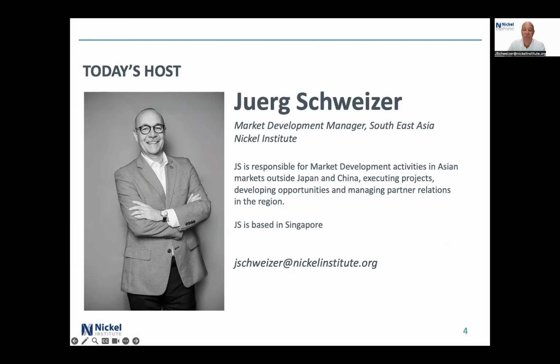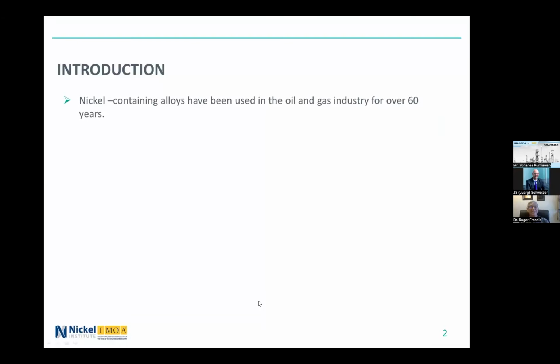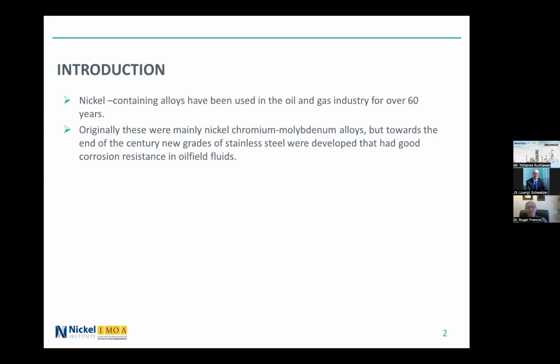Over to you, Roger. Hello, everybody. I think the title of this talk is pretty self-explanatory, so let's get started. Nickel-containing alloys have been used in the oil and gas industry for over 60 years now. Originally, these were mainly nickel-chromium-molybdenum alloys.